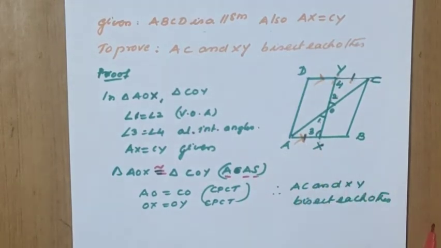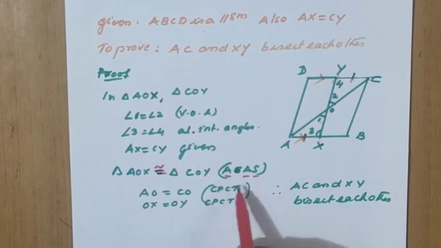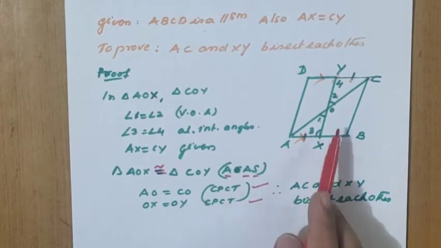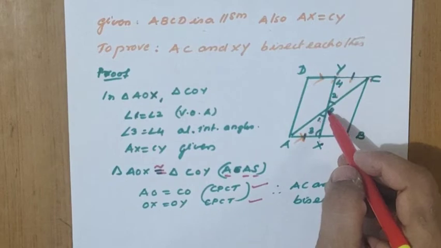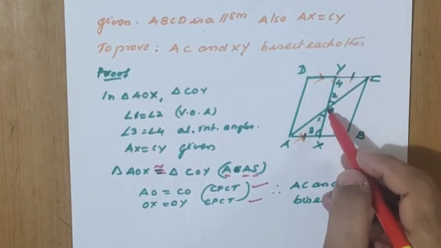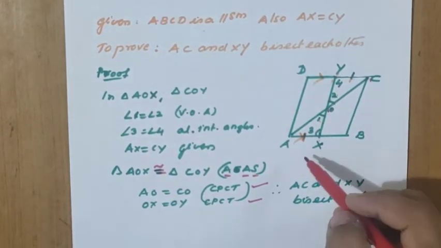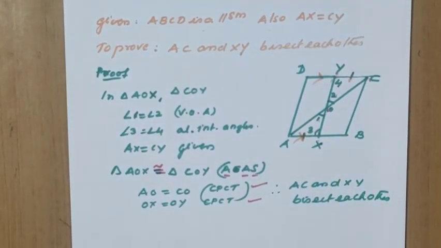Yes, S is not included here. So by this what can we write? AO equal to CO by CPCT, again OX equal to OY, another CPCT. This shows that O is the midpoint. Check that AO equal to OC, O is the midpoint. Again OX equal to OY, again O is the midpoint. That means AC and XY bisect each other at the point O. It is divided into equal parts, you can see that.